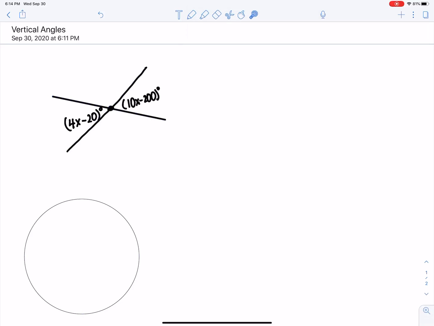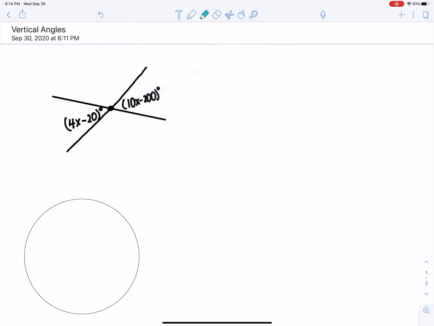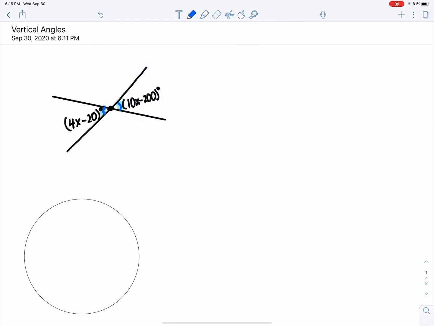Now think back to class time when we learned about two intersecting lines. What kind of angles are formed? Well, did you say vertical angles? Absolutely correct. So once again, when you have two intersecting line segments, we have two pairs of vertical angles that are congruent. Right now in front of us, I just showed you that this pair are congruent. So let's set those expressions equal to each other. So we have 4x minus 20 equals 10x minus 200.